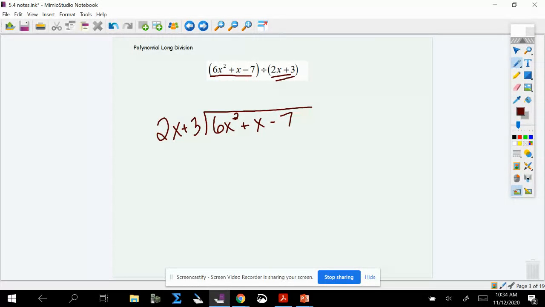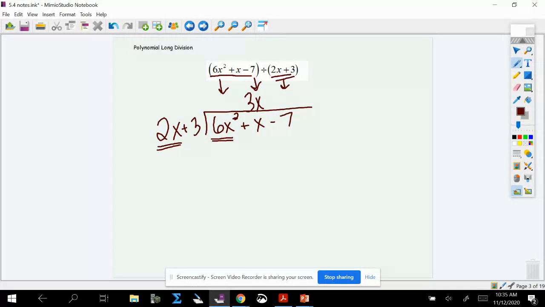We're going to start by looking at the first value here and the first value here. And we want to figure out how many times 2x goes into 6x squared. Another way to think of it is, what do I multiply 2x by to get 6x squared? It is 3x. The location that you put that matters. You're going to put the 3x here because this is the x column. This is your x squared column. This is your constant column.